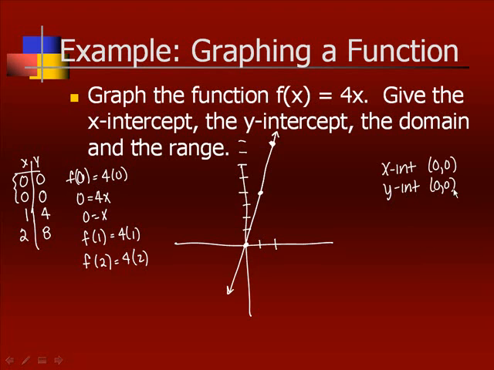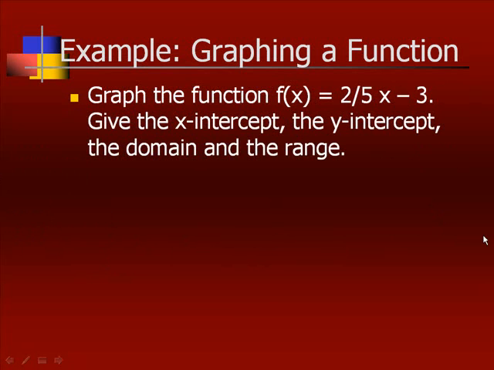The y-intercept is 0, 0. Domain, well, if you notice, the graph goes all the way to the left and all the way to the right. So domain would be negative infinity to positive infinity. The range, if you'll notice, the graph goes all the way down and all the way up. So the range would be negative infinity to positive infinity.